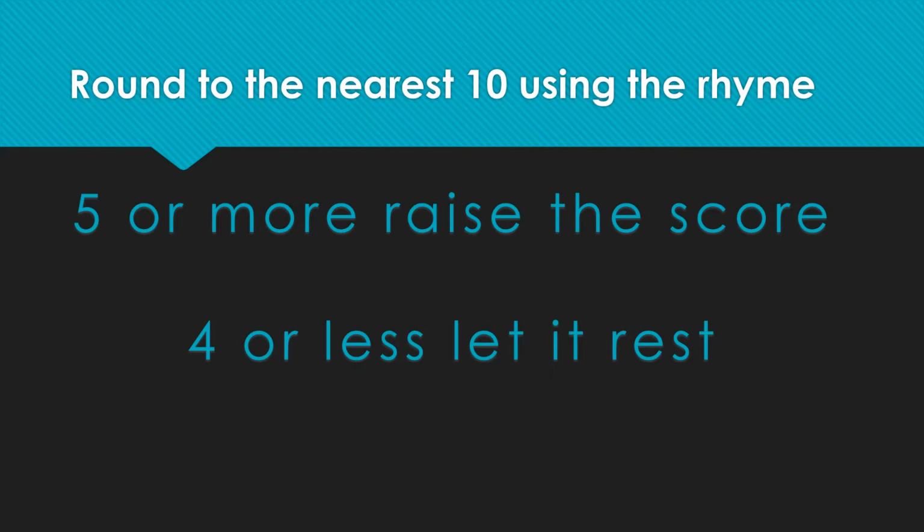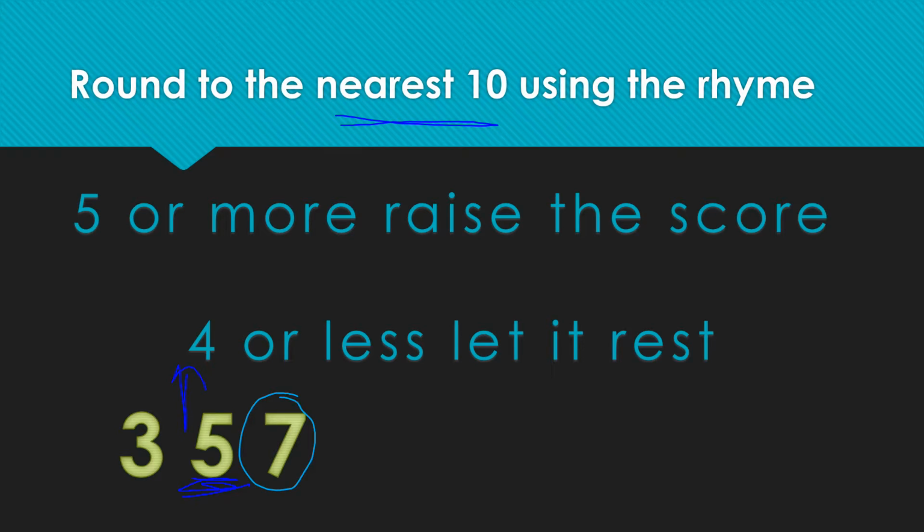Let's try rounding to the nearest 10 using the rhyme again. This time we're going to round 357. So since we're rounding to the nearest 10, the number that we have to look at is our 5 since it's in our tens digit. So it's either going to rise up or it's going to stay the same. So to decide what happens to that 5, we look at the 7. Since the 7 is 5 or more, that means that it's going to make that 5 go up to the next largest number. So 357 rounded to the nearest 10 is 360.